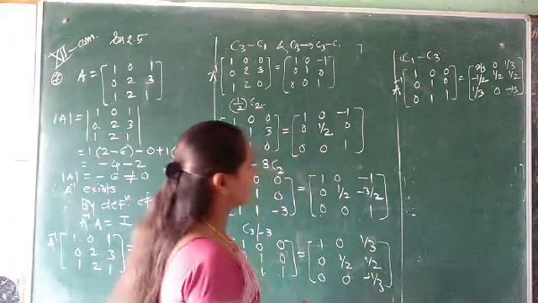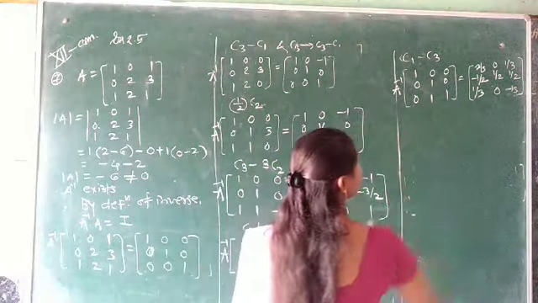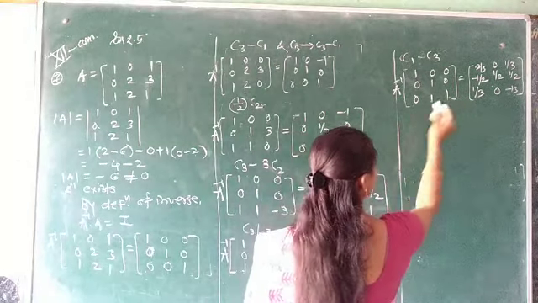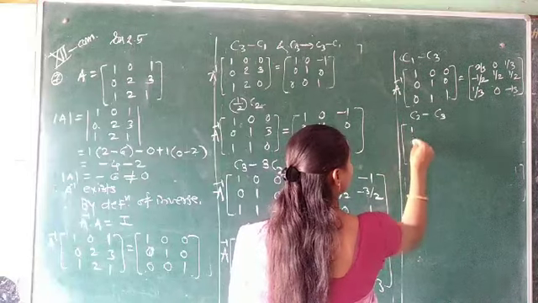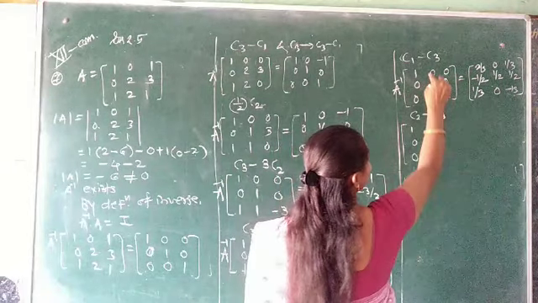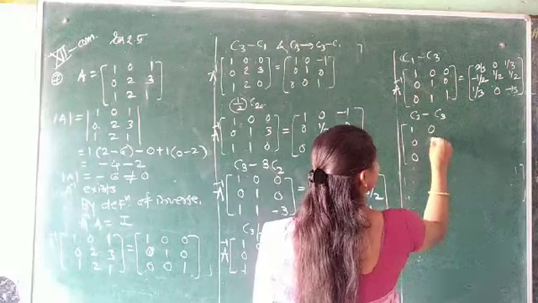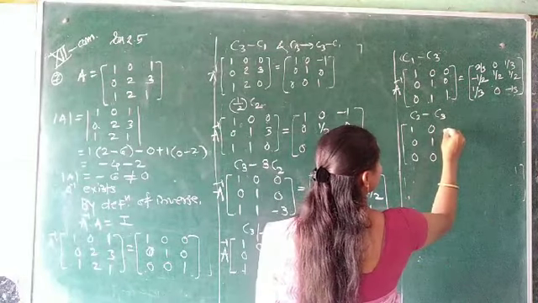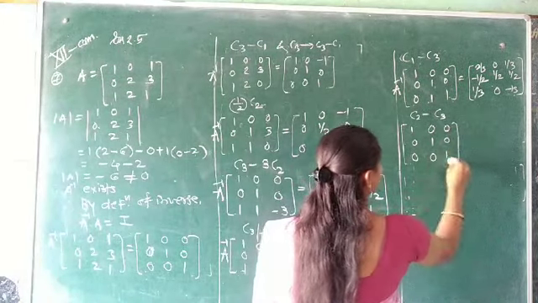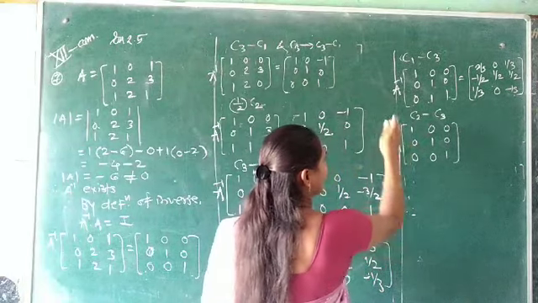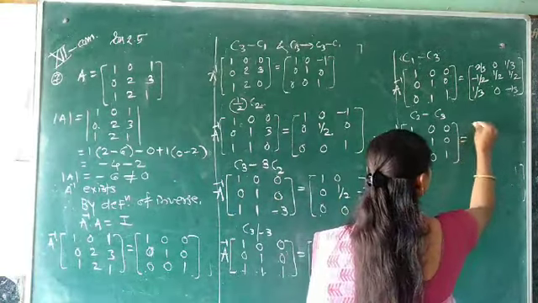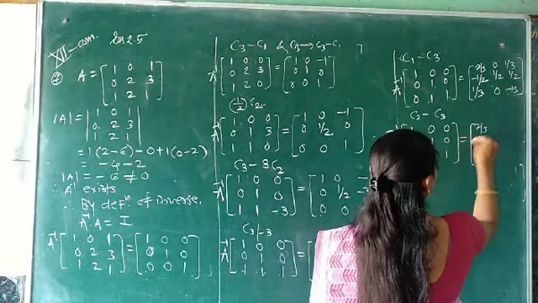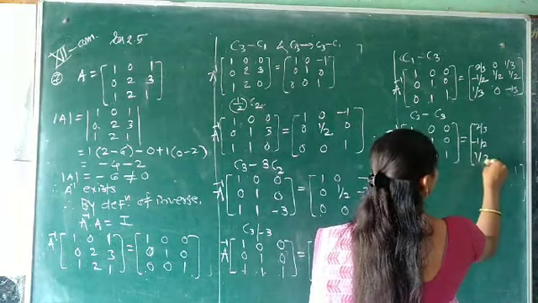Now we make these 1 0. So again we take C2 minus C3. C2 minus C3. Then 1 0 0. 0 minus 0, 1 minus 0, and 1 minus 1, it is 0. C3 as it is 0 0 1. A inverse is equal to 2 by 3, minus 1 half, 1 by 3.